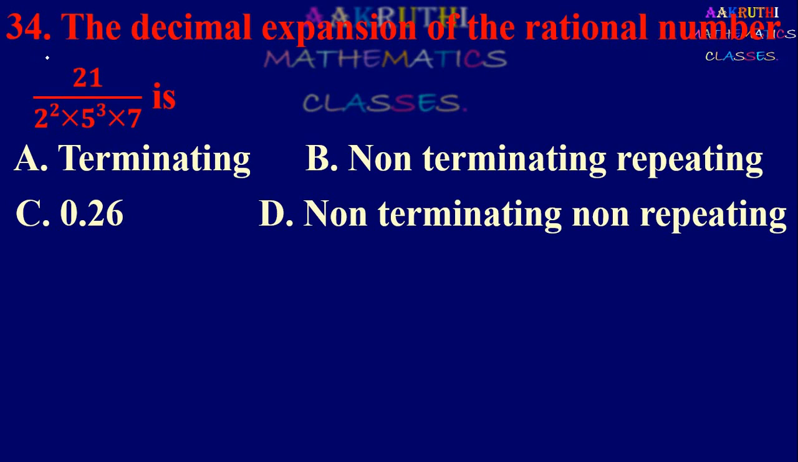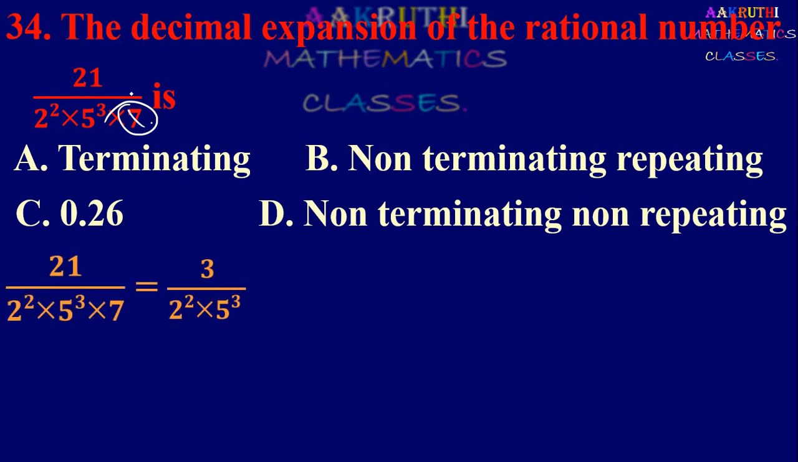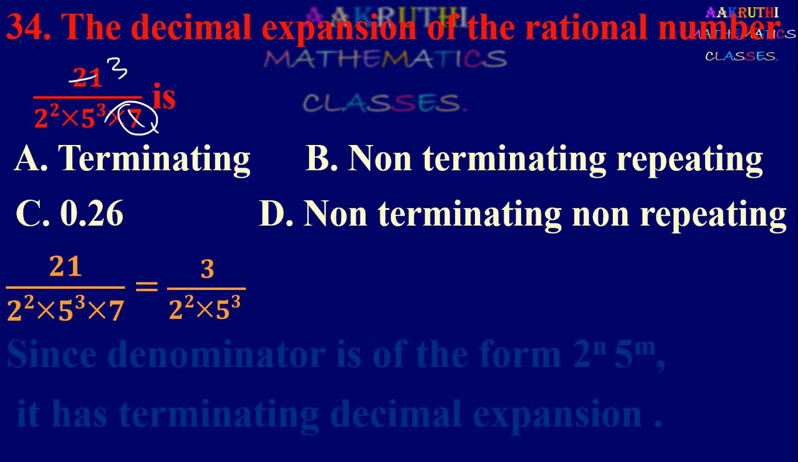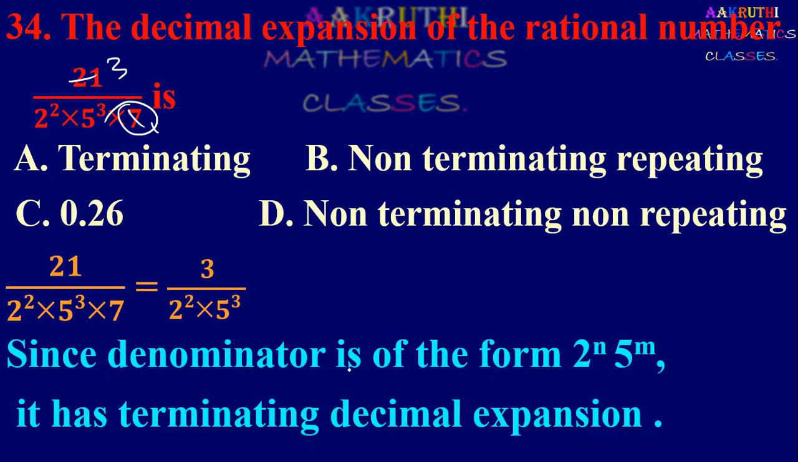So next, question number 34. The decimal expansion of the rational number 21 by 2 square into 5 cube into 7 is. In the denominator we have 2, 5 and 7. So directly don't conclude that it has a non-terminating decimal expansion. Here we can simplify this. So we can write 7 ones are 7 and 7 threes are 21. So we can write the given number as 3 divided by 2 square into 5 cube. So therefore here the denominator is of the form 2 to the power n into 5 to the power m. So therefore it has a terminating decimal expansion. So which is option A. So first simplify the given number. So we can write the given number as 3 divided by 2 square into 5 cube. So therefore it has a terminating decimal expansion, so which is option A.